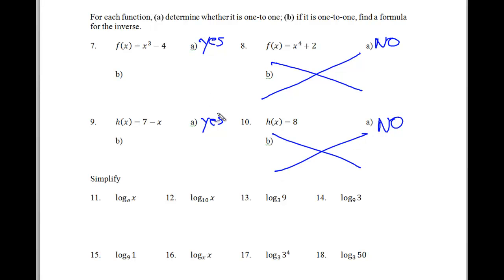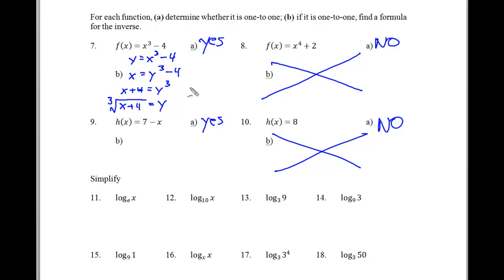So we really only have to do 2 of these 4 problems because 2 of them are not 1-to-1, therefore they do not have an inverse. So here's what we do. To find an inverse, you will switch the x's and y's. So here's x equals y cubed minus 4, and we solve for y. We add 4 to both sides, and then we take the cube root. So we have y is equal to the cube root of x plus 4.